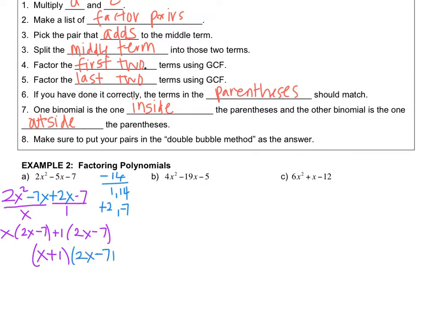Kids will say to me, how come you only wrote 2x minus 7 once? And it's because the second 2x minus 7 is actually just checking that this is the correct binomial. So you have the outside ones from x and plus 1, and then you use the 2x minus 7. You can double check by multiplying these to make sure that you get your original trinomial. If you want to pause and do the rest on your own and check, you can.